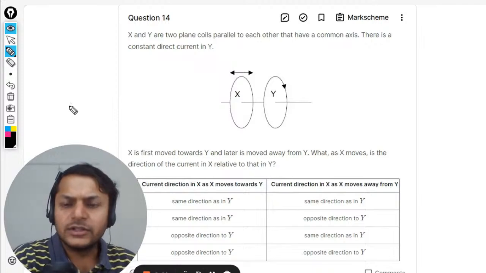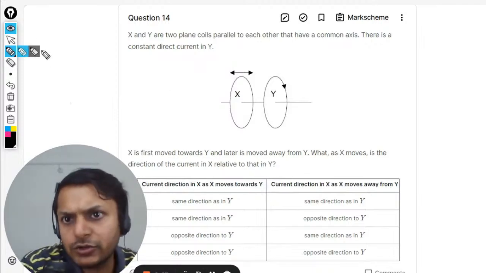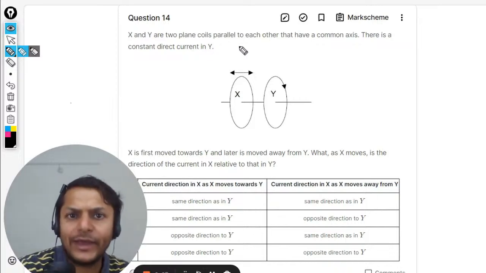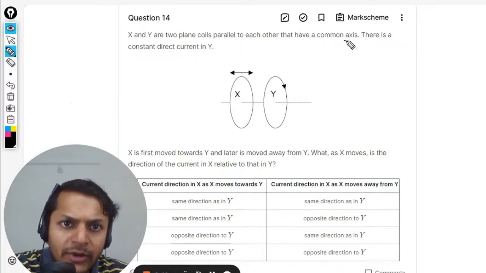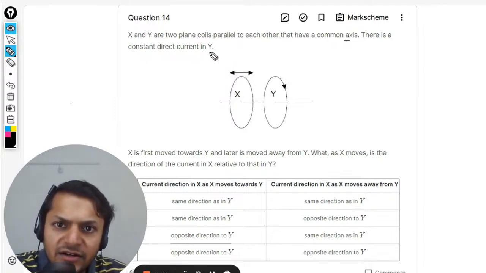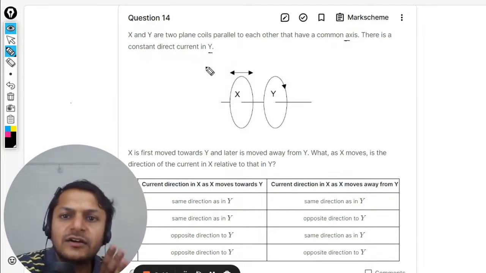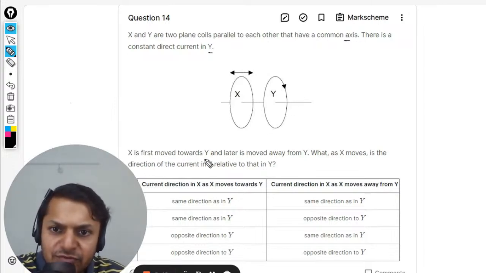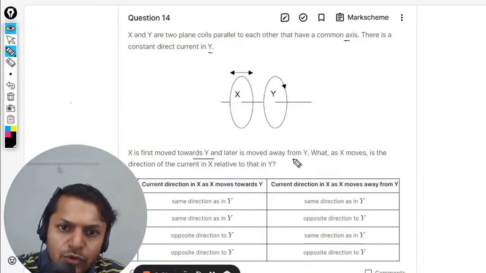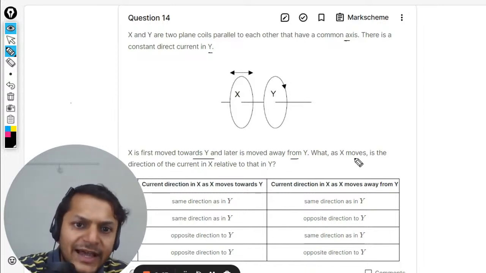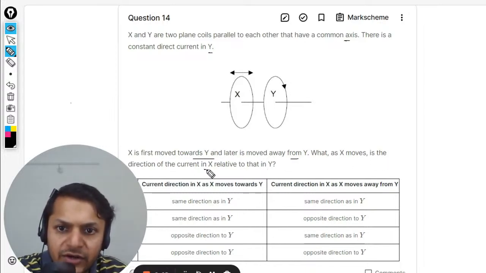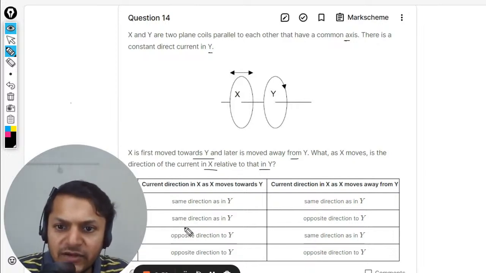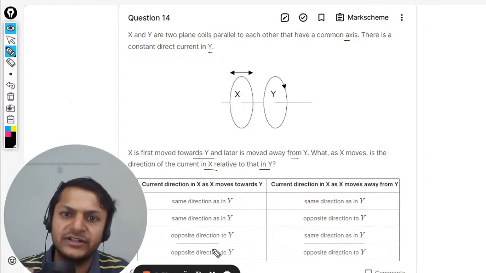Okay, dear students, let us see how to do this question. X and Y are two plane coils parallel to each other that have a common axis. There is a constant direct current in Y, and the direction is also shown there. X is first moved towards Y, later it is moved away from Y. As X moves, what is the direction of the current in X relative to that in Y? The options are: same direction as in Y, opposite direction as in Y.